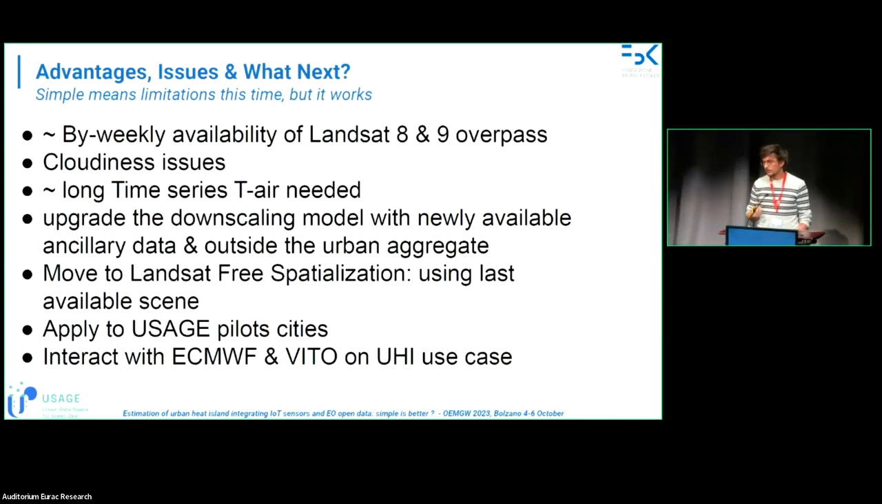So the idea now is to upgrade the downscaling model with the university and include more ancillary data, and also extend outside the urban environment, so as to have more robust metrics afterwards in the comparison, and also try to move to what I call Landsat-free spatialization. The idea is to learn from the last scene available of Landsat on the area of interest, but predict the temperature without the current acquisition, because this simple regression, of course, needs Landsat to start with.